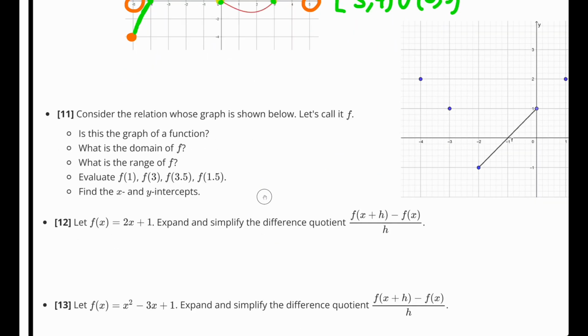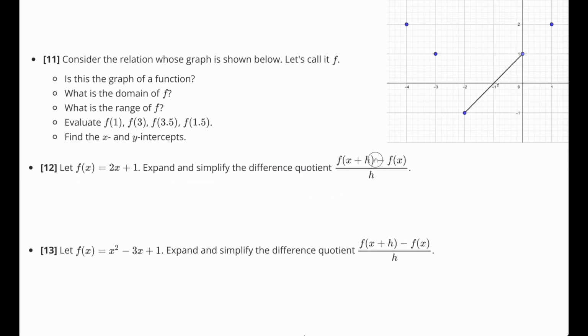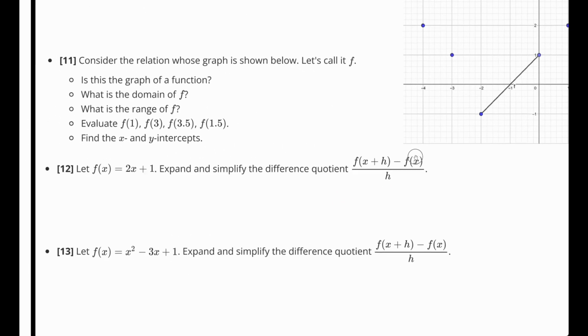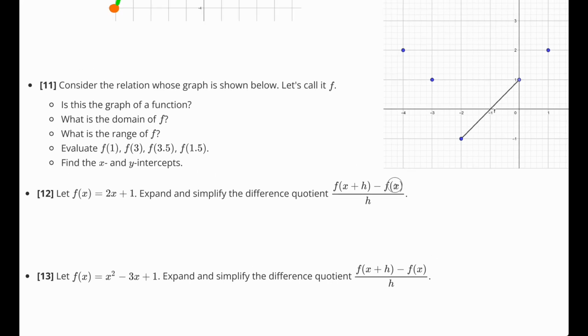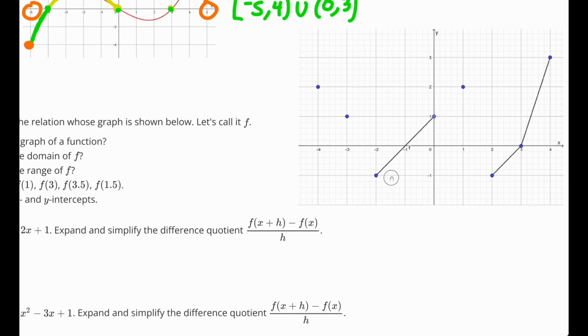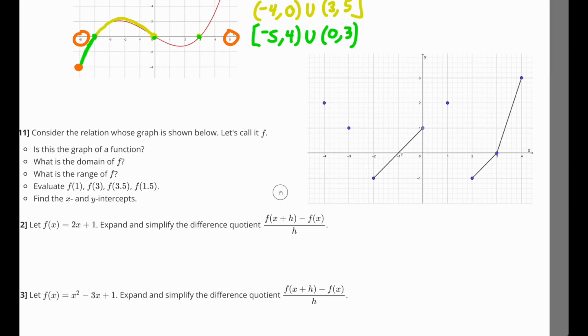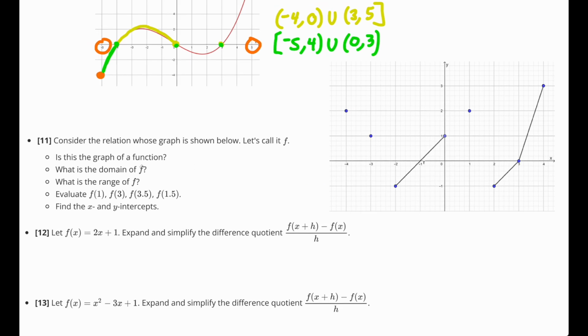Number 11, consider the relation whose graph is shown below. I kind of just showed it off to the side just for the sake of space. Let's call it f. Is this a graph of a function? So let's just look at this real quick here. Does it pass the vertical line test? Is there any points that are stacked up on top of each other vertically? The answer is no, so the answer for the question is yes. Is it a function? Yes, because it passes the vertical line test.